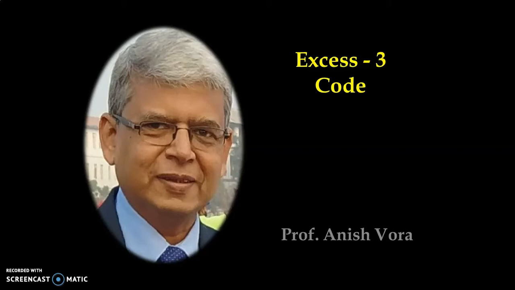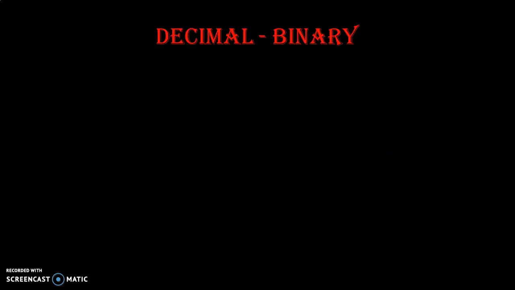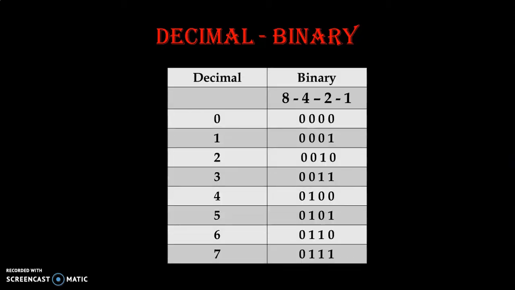In this video lecture, we'll study XS3 code and the conversion of XS3 code to decimal and decimal to XS3 code. Before we start our actual conversion, we should know decimal numbers and equivalent binary numbers in a group of 4 binary bits. When we use 4 binary bits, we always follow the 8421 system. So 8421 is very important.